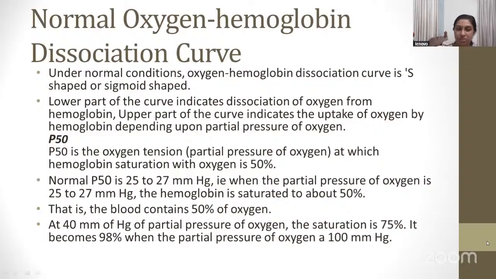What is P50? P50 is the oxygen tension, or the partial pressure of oxygen, at which the hemoglobin is saturated with 50% oxygen, i.e. 50% of hemoglobin is saturated at a particular partial pressure of oxygen. That particular partial pressure of oxygen is called P50. That differs in different conditions. Normal P50 is usually 25 to 27 millimeters of mercury.